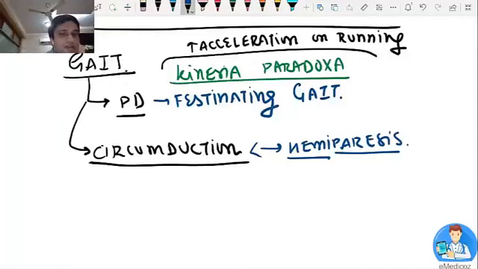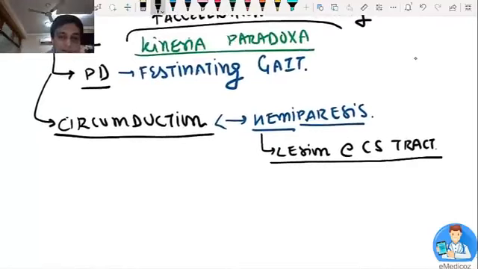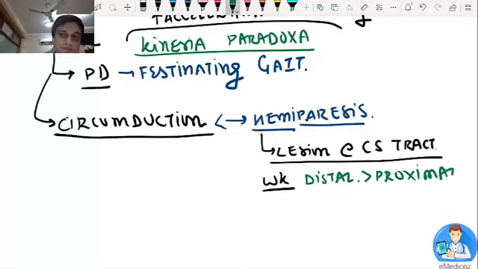Now, if you look at a patient of hemiparesis, he has a lesion in the brain known as the corticospinal tract. Anywhere in the corticospinal tract, he has a problem. Please remember this. Because of this, there is a weakness that comes in the patient, quite often distal more than proximal. Remember this. Along with a sign which is known as spasticity.